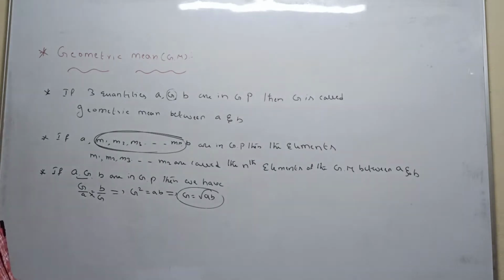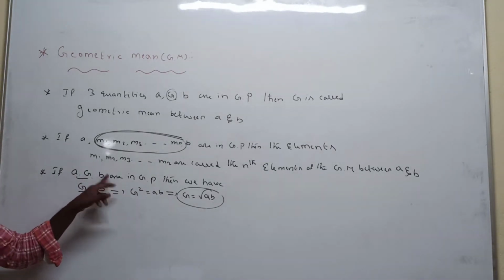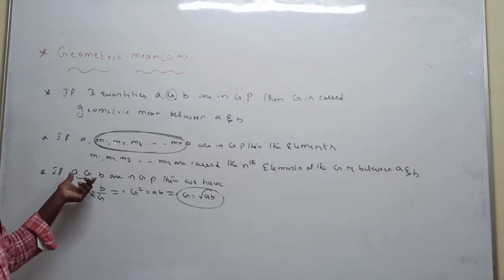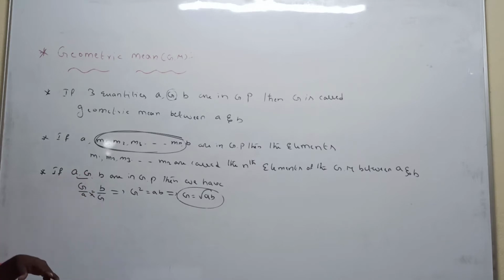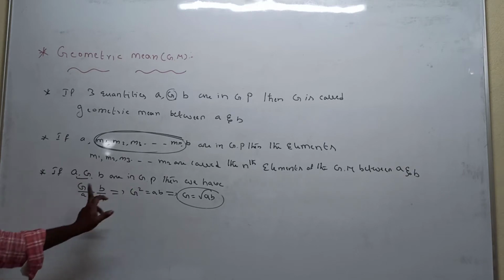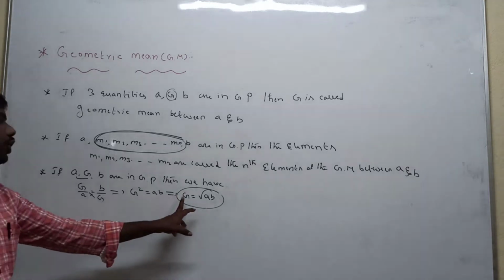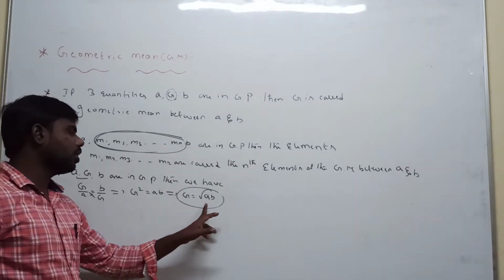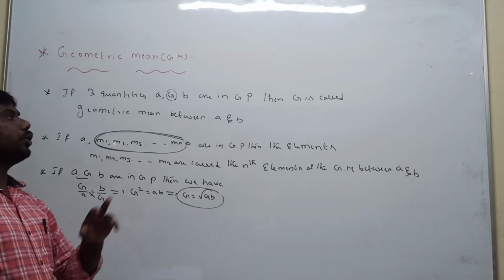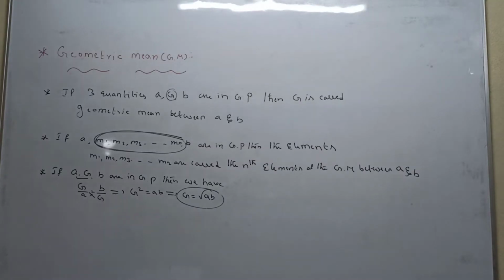Third condition: if three quantities A, G, B are in geometric progression, then applying the geometric progression definition, any two ratios are equal, so we take G by A is equal to B by G. After that, cross product: G into G, G square is equal to AB. Taking root on both sides, G is equal to root AB. So the geometric mean of two elements A and B is given by G is equal to root AB. This is the meaning of the geometric mean.